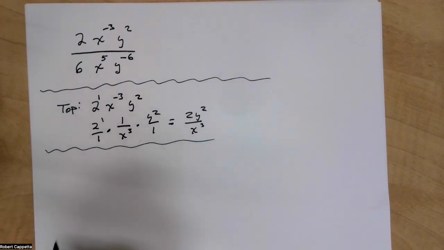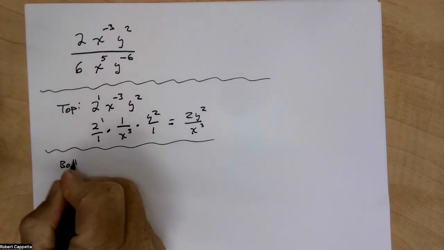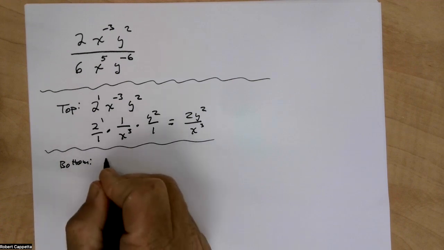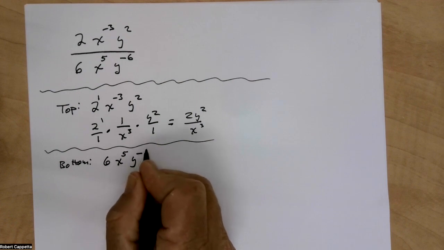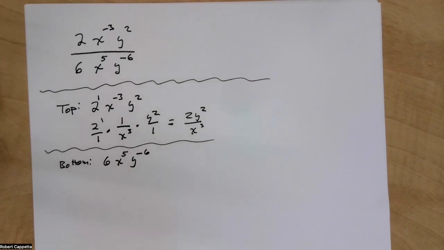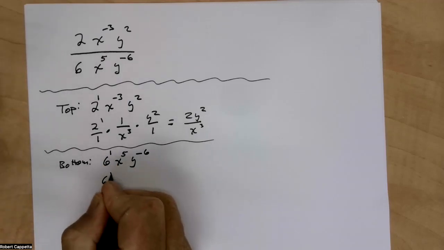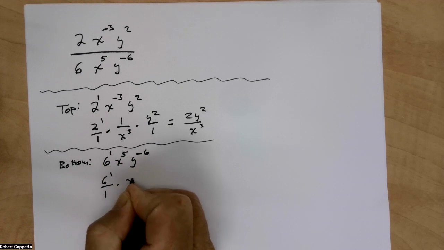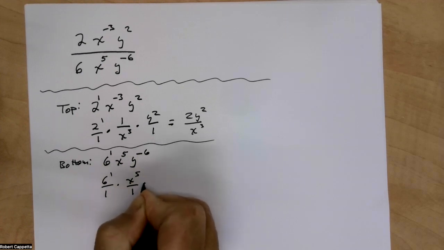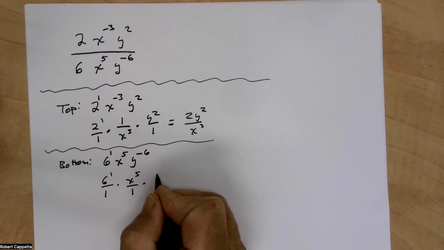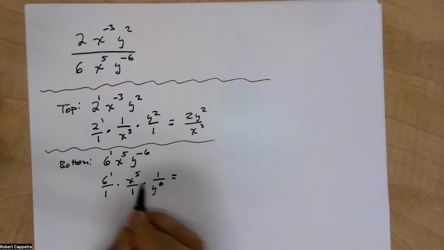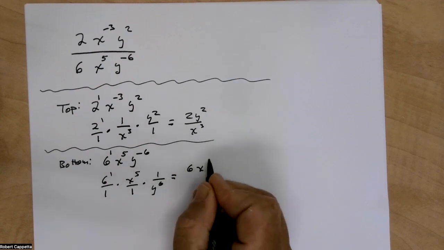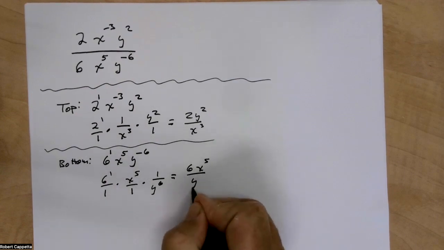Let's take a look at the bottom. What is the bottom going to give me? We have 6x to the 5th, y to the negative 6. What does that mean? We're going to go ahead and make this 6 to the first. So 6 to the first over 1, x to the 5th over 1. But what does y to the negative 6 mean? That means 1 over y to the 6th. Put those together. 6 times x to the 5th over 1 times y to the 6th.